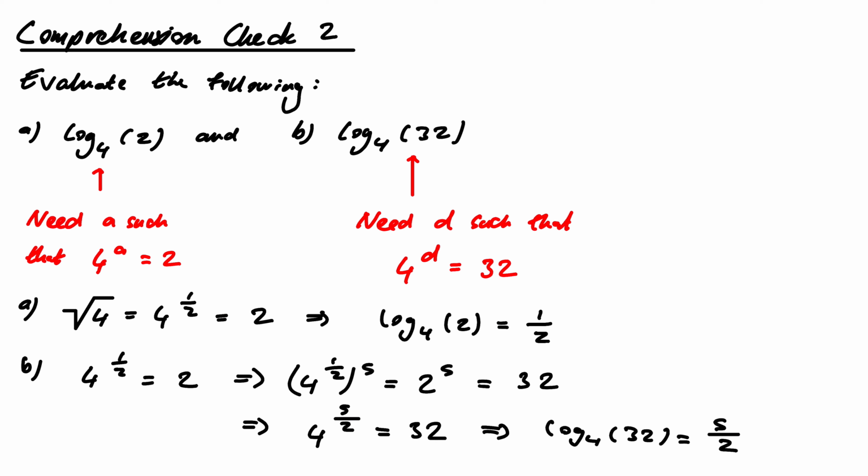The real thing is recognizing that 2 to the power 5 is equal to 32. When you spot that and you really follow through from part A, you end up being able to express 32 as a power of 4, which gives you log to the base 4 of 32. So difficult example, but a really good one.